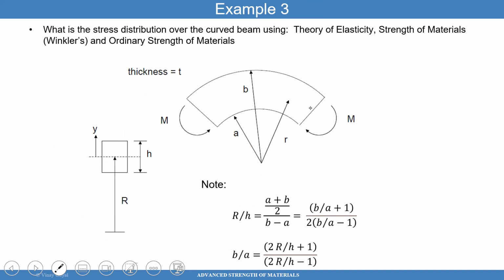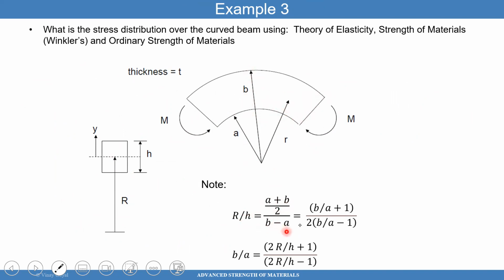Let's move to an example. What is the stress distribution on this curved beam using Winkler's formula? So I give you this curved beam with a moment. I give you the inner radius A, the outer radius B. So the first step is to define what R over H is. So R is the distance from the center point to the centroidal axis. And that distance is R. So that's A plus B over 2. And H is the thickness, which is B minus A.